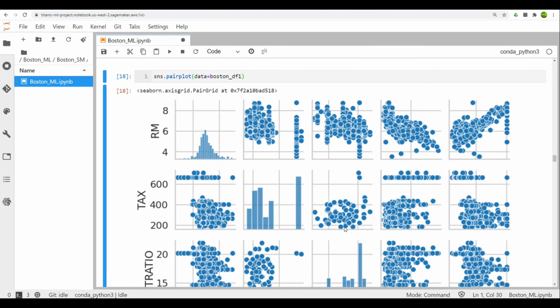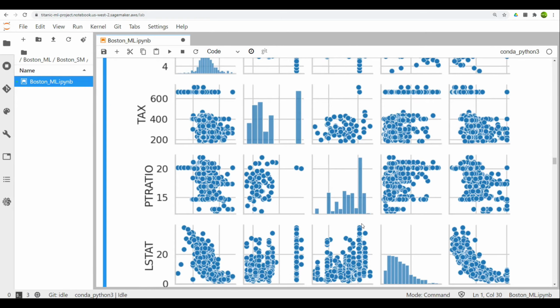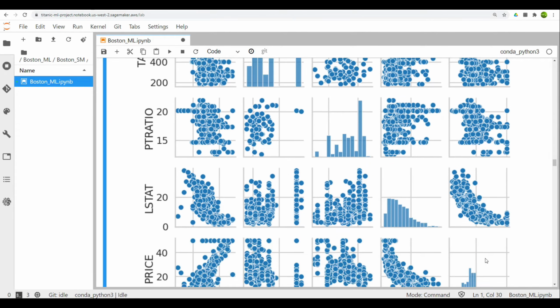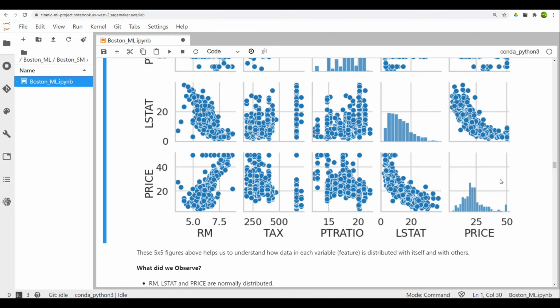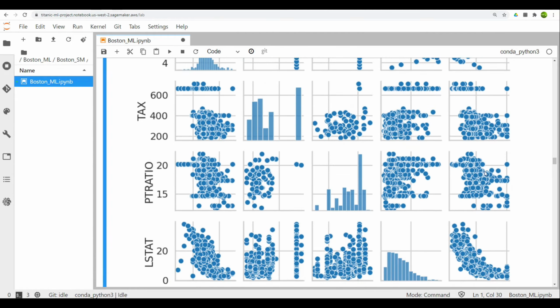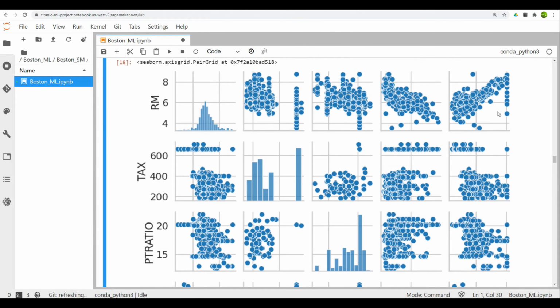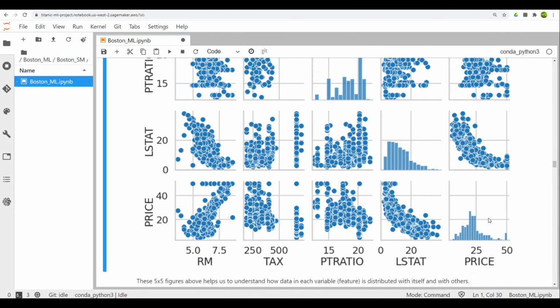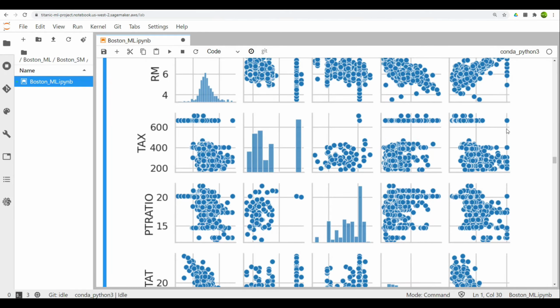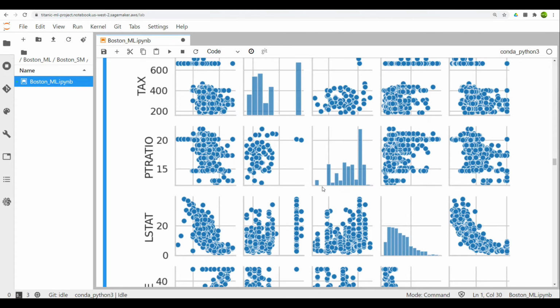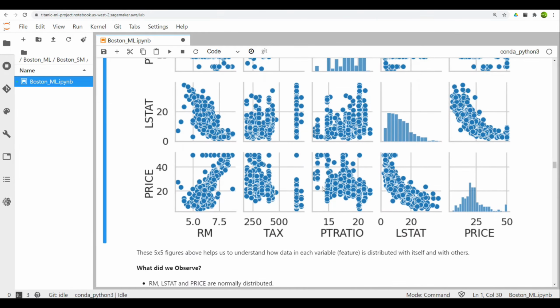So from the pair plots, we observe that RM, LSTAT and price are normally distributed. Then we see that RM and LSTAT show a good linear relationship with the price. Some outliers can be observed in tax and price here that need to be eliminated. Now let's have a look at the statistics in relation to these 4 features that we have selected.